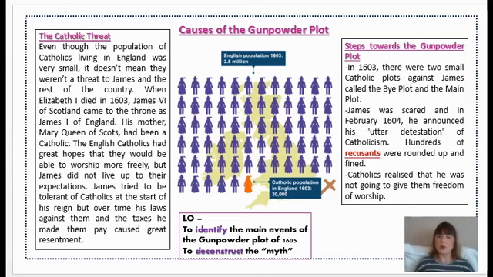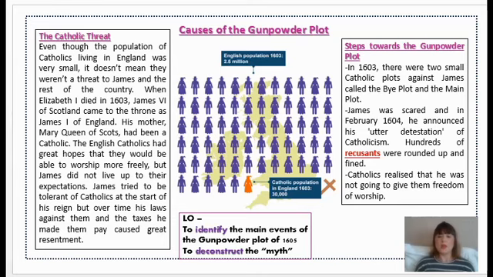However, as you can see from the diagram in the centre of this page, the population of England in 1603 was 2.5 million, which is nothing compared to what it is now, but 2.5 million is a lot of people, and only 30,000 of those people were Catholic, so they really were quite a small minority within the country. But even though the population of Catholics living in England was very small, it doesn't mean they weren't a threat to James and the rest of the country.